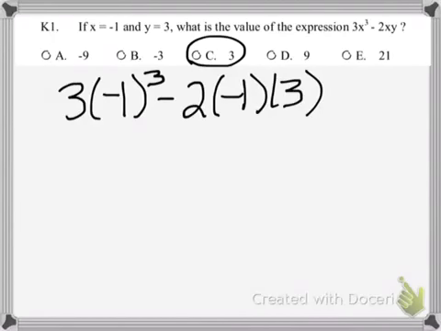Number 1, if x equals negative 1 and y equals 3, what is the value of the expression 3x to the third power minus 2xy? So all I did was substitute in negative 1 everywhere there was an x, and I substituted in 3 every time there was a y. I put it in my calculator, and it gave me C, 3.